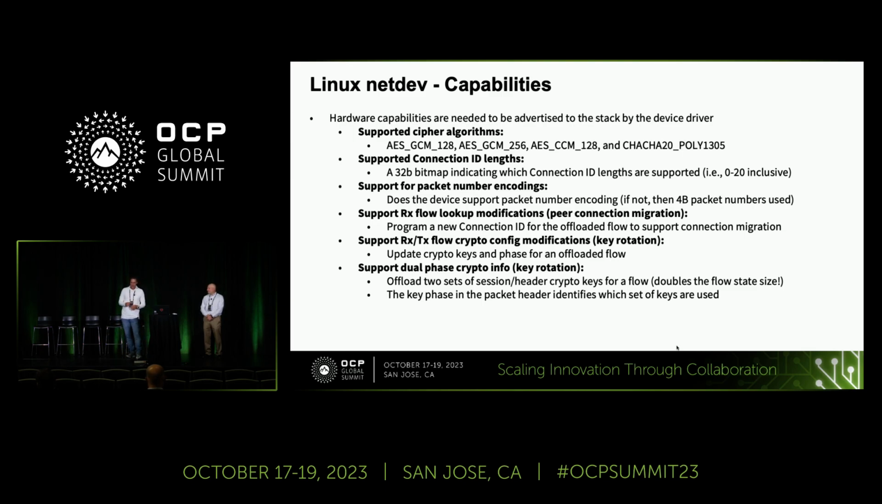A bigger pain point is the connection ID. The connection ID is defined by the QUIC working group. They did a really good job obfuscating these short headers. They're really hard to identify on the wire as a QUIC packet. And one of the ways they did that is these connection IDs are variable length. They can be 0 to 20 bytes in length.